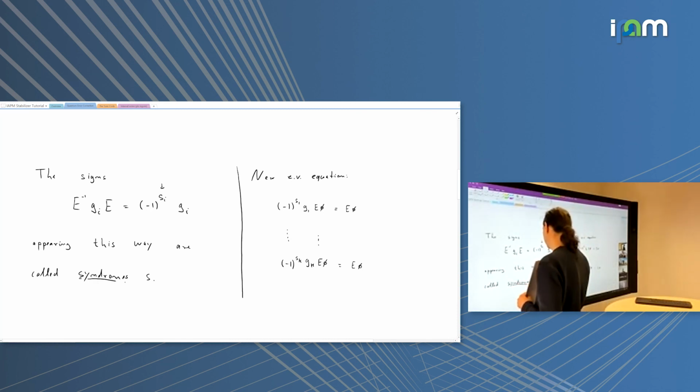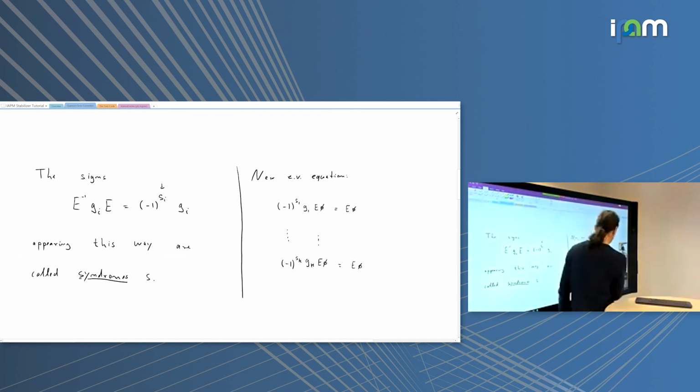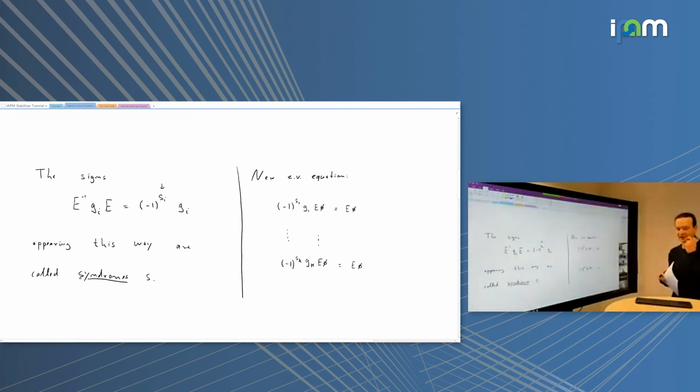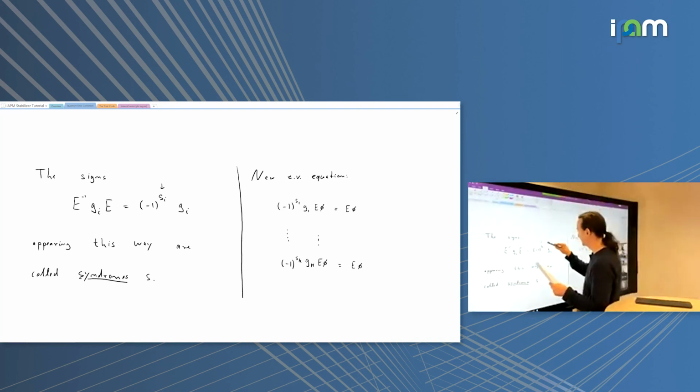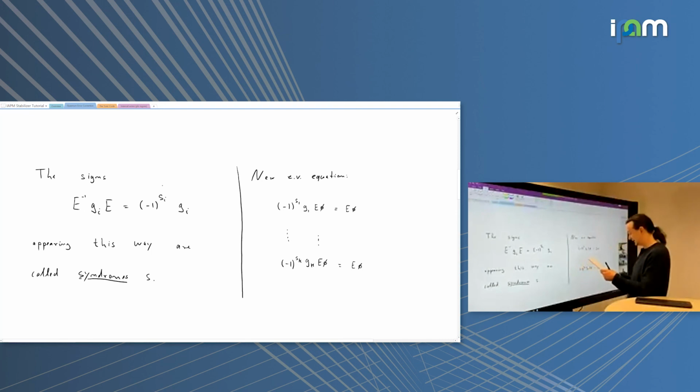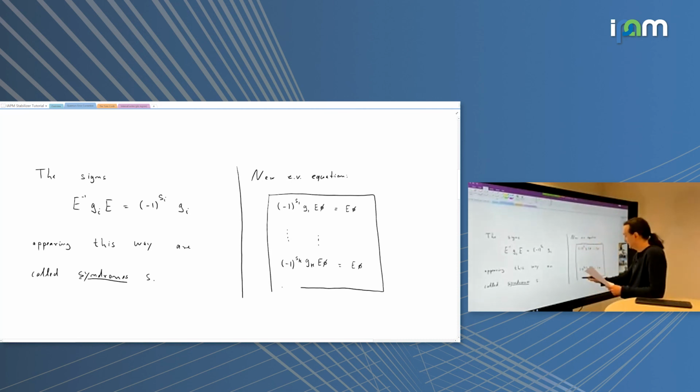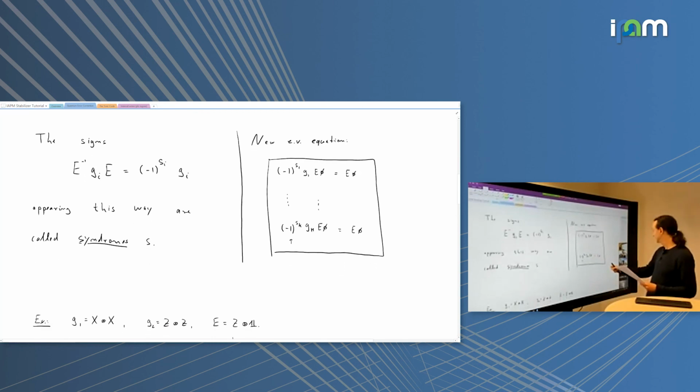The syndromes of the error, and the terminology syndrome comes from classical error correction because there one gets similar bits that tell us which error has occurred. And so the new eigenvalue equation of the perturbed vector is now given here, and it's just the same as the old eigenvalue equation, except we have all these syndromes in front. Okay, good, fine. Any question here?